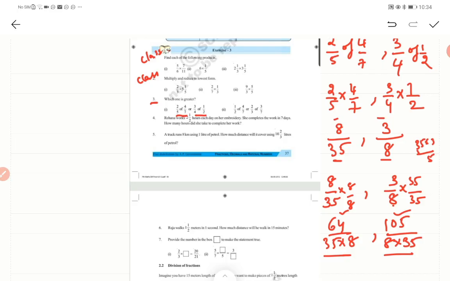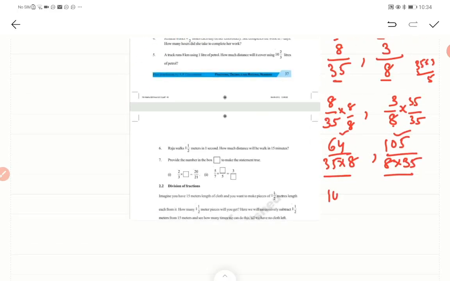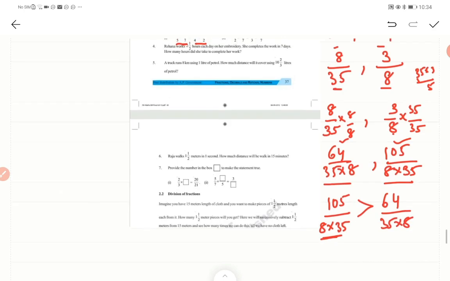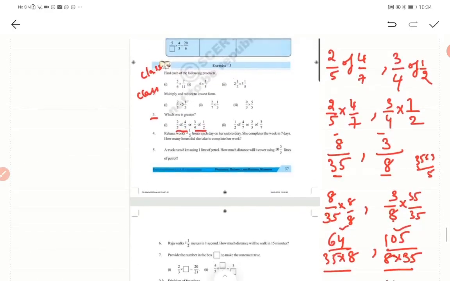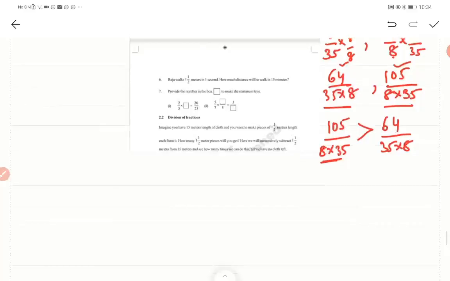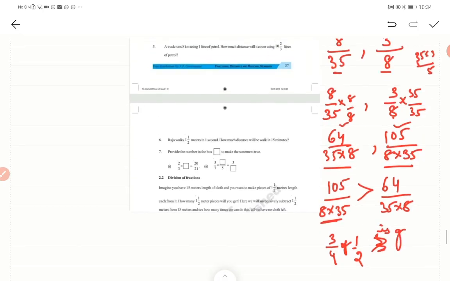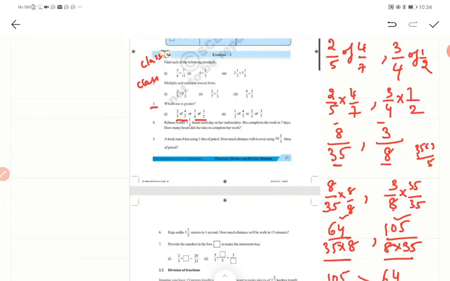Now look at the numerators. Which is greater? 105 is greater, isn't it? Therefore 105 by 8 into 35 is greater than 64 by 35 into 8. So the equivalent of 105 by 8 into 35 is what? It is 3 by 4 of 1 by 2. 3 by 4 of 1 by 2 is greater. So from the question you can say 3 by 4 of 1 by 2 is greater than this.